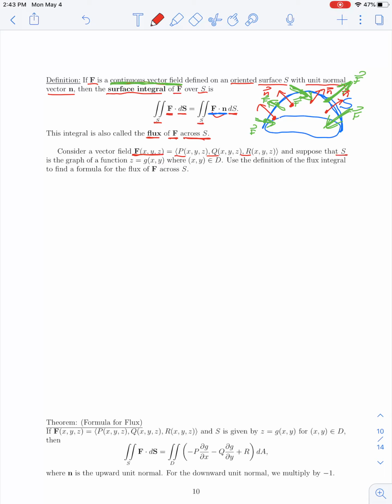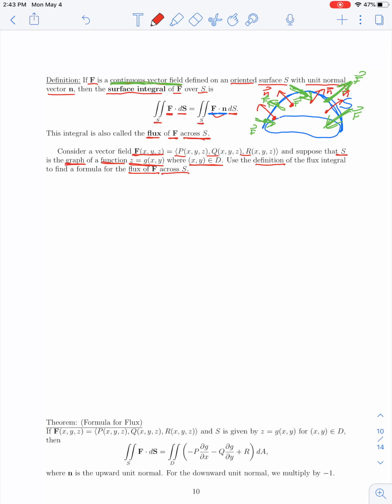And let's suppose that we have a surface S, which is the graph of some function. So maybe it can be considered as the graph z as a function g of x and y, where x and y are in some domain D in the plane. So here we are told to use the definition of this flux integral to find a formula for the flux of F across our surface in terms of these component functions and the function g, which defines our surface.